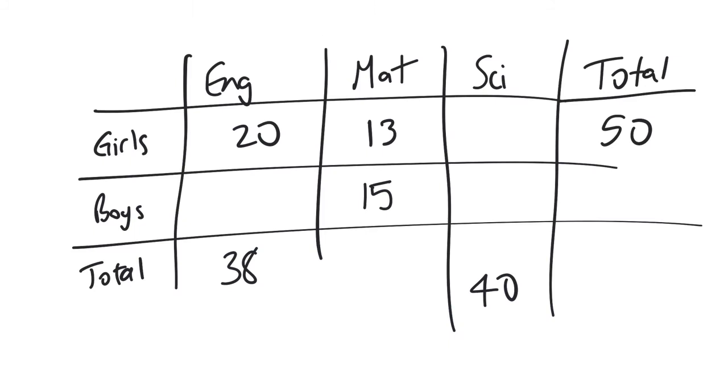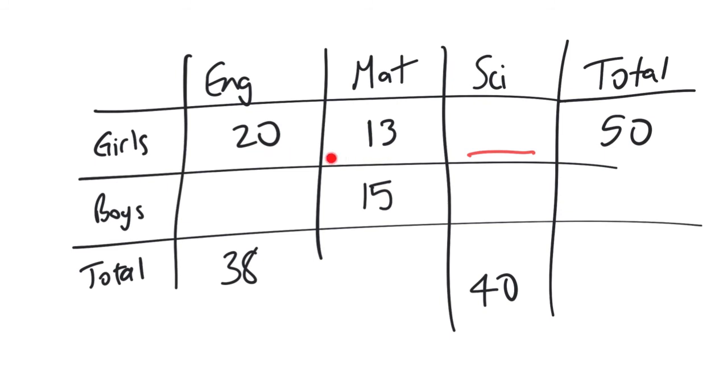So in this extra example, we've got scores from English, Maths and Science, and there's quite a few blanks, but we are still able to complete the table. So the first one we're going to look at is this Science total. So we know that there are 20 girls who study English, 13 study Maths, and there's a total of 50 that study those three subjects.